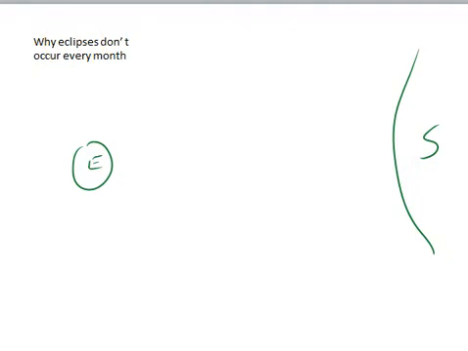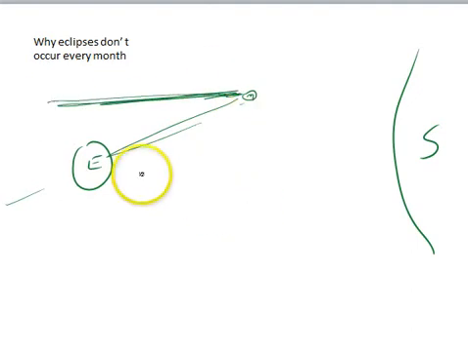Why don't eclipses occur every month? This has to do with the tilt of the moon's orbit around Earth. The moon does not orbit on exactly the same plane as the Earth orbits. It orbits more on a tilted plane, so it orbits more on a plane like this. So most of the time when it's a full moon, the moon is either a little bit above the Earth and it casts its shadow above Earth, or it could be a little bit below and it casts its shadow below.